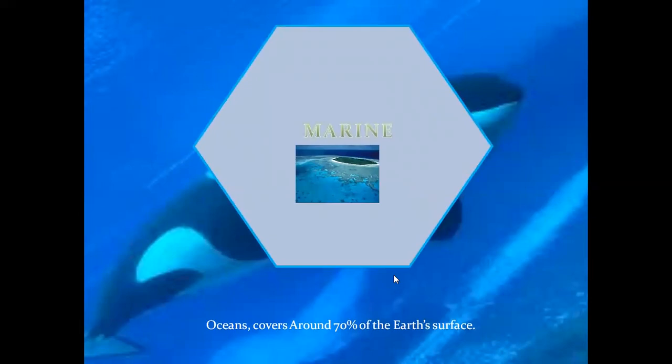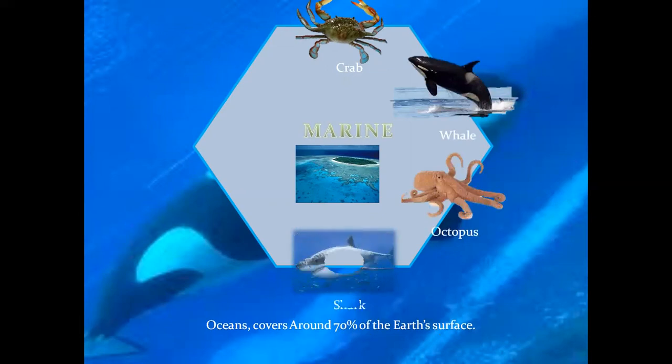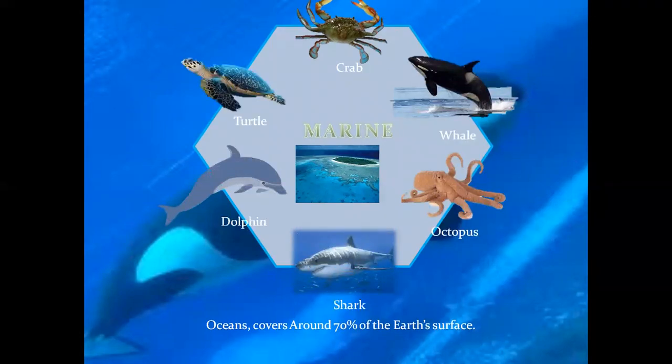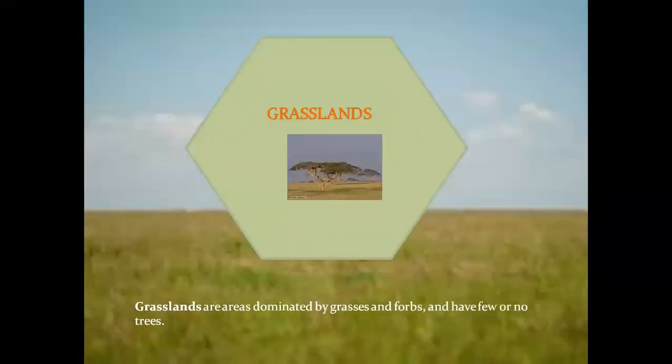Okay, marine or you can say ocean. Ocean covers around 70% of the Earth's surface. We have crab, whale, octopus, shark, dolphin, and turtle.